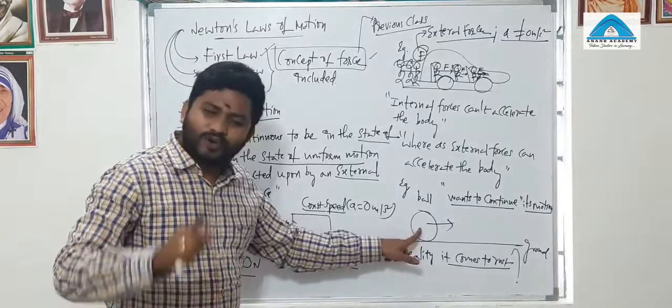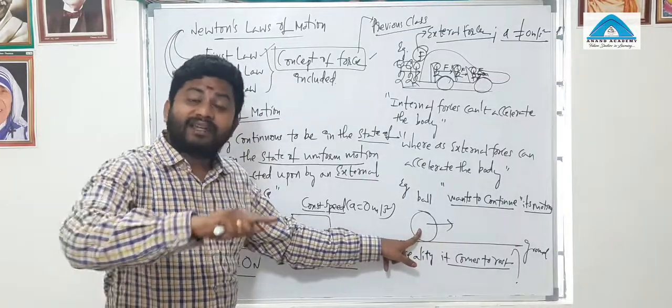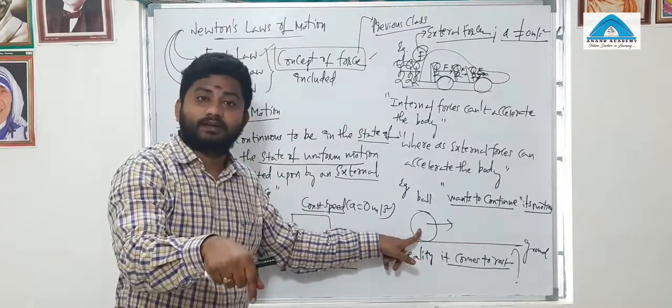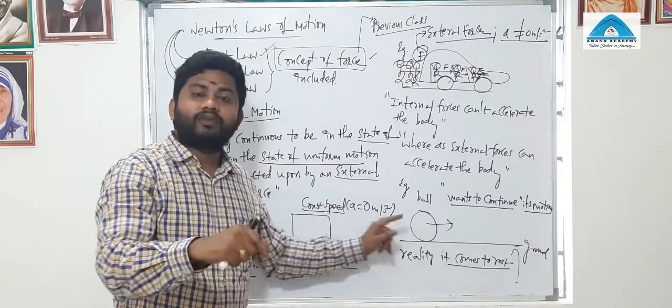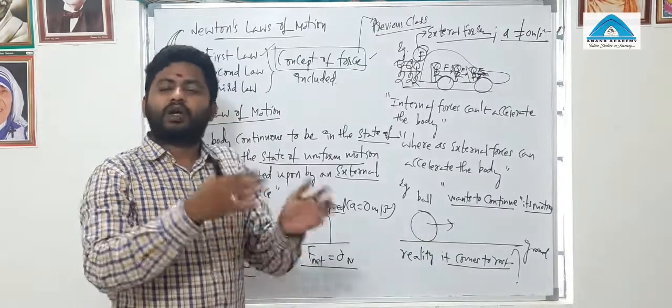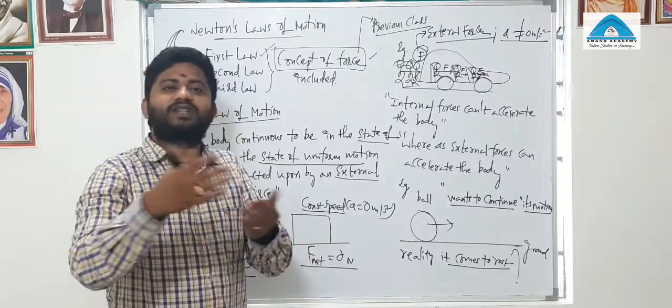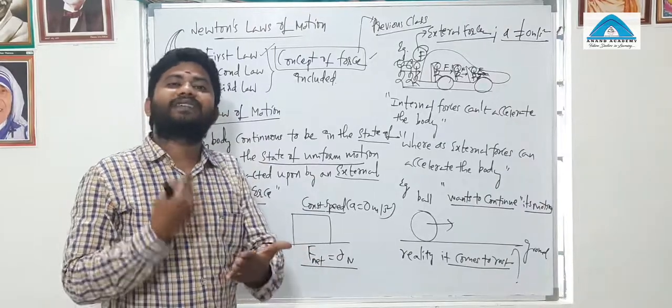Ball is in the state of motion initially. Finally, it is coming to the state of rest. What we discussed? On its own, it cannot change the state of motion to the state of rest. But how is it happening here?